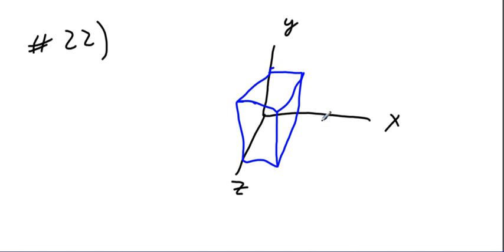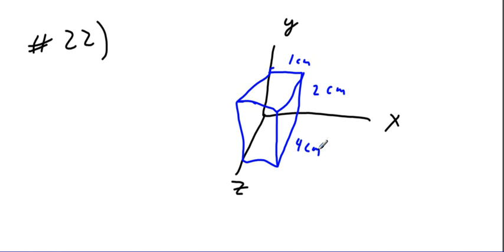Oh, that's just such a wonderful drawing. 2 centimeters in the Y direction, 1 centimeter in the X direction, and 4 centimeters in the Z direction. Okay.